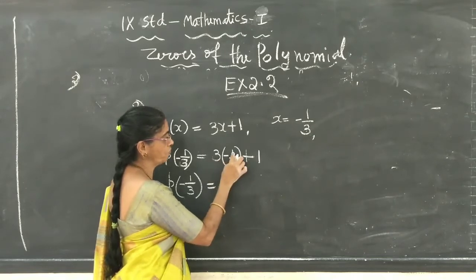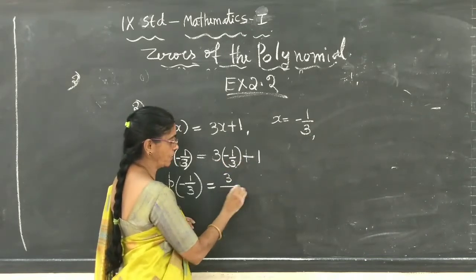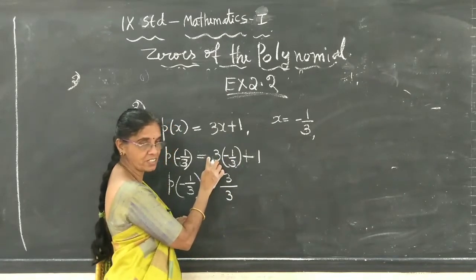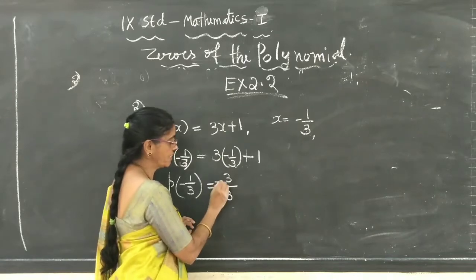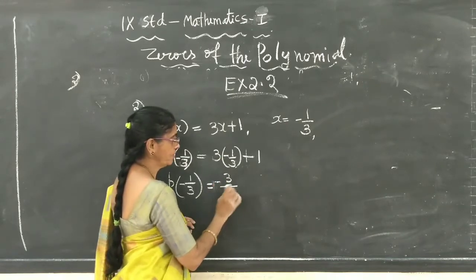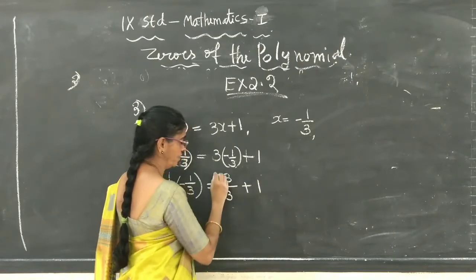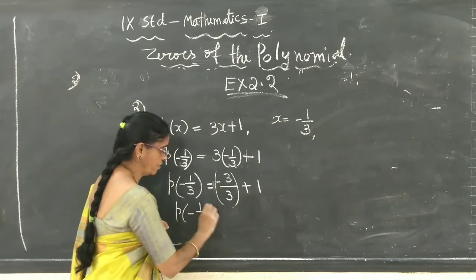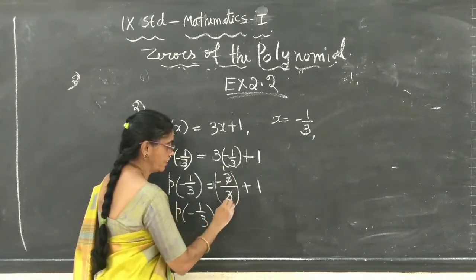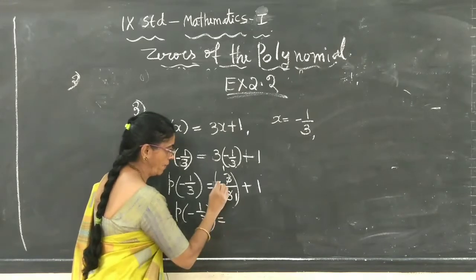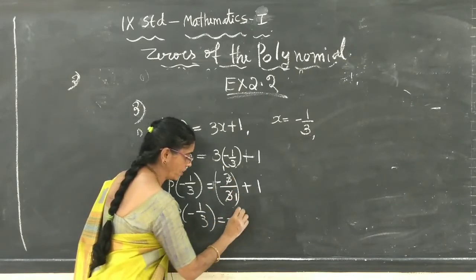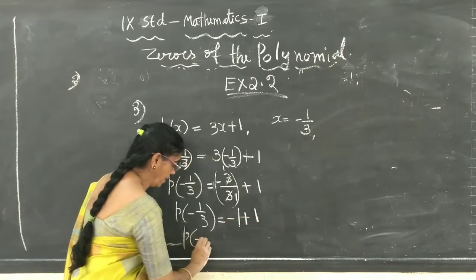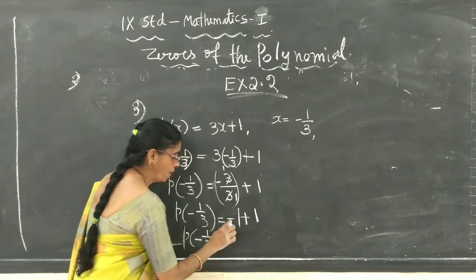So 3 into 1 is 3, and the denominator is only 3. Plus into minus, no sign is plus here, so plus into minus is a minus here. Then plus 1. So it is minus 1 by 1, which is nothing but 1 only, minus 1, and plus 1. So the value of the polynomial at minus 1 by 3, we got minus 1 plus 1.